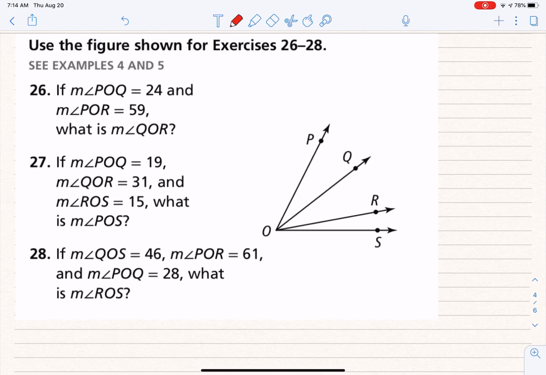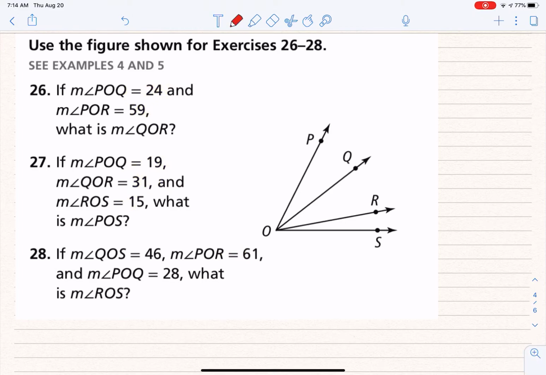26 through 28 all had to do with the angle addition postulate. And in the same way, I'm looking for work. I know some of even the best students I had on Wednesday had no work on these and just simply had an answer because they knew that they could look at some of these numbers involved and do a little bit of math in their head and get it all worked out. But that's not what I'm looking for. I need to know that you know what you're doing. Okay, so let's try this.